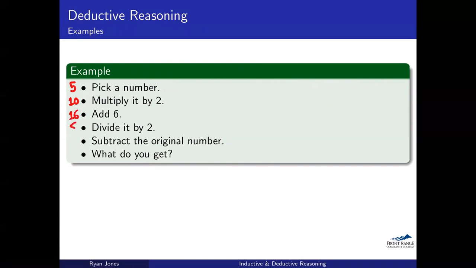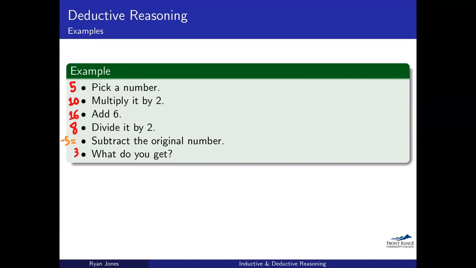I'm gonna divide it by 2. And then I'm going to subtract the original number. And so when I subtract that original number, I go minus 5. That gives me 3. And so the number I have is 3.